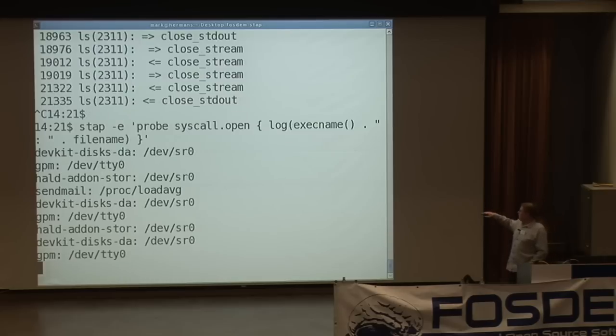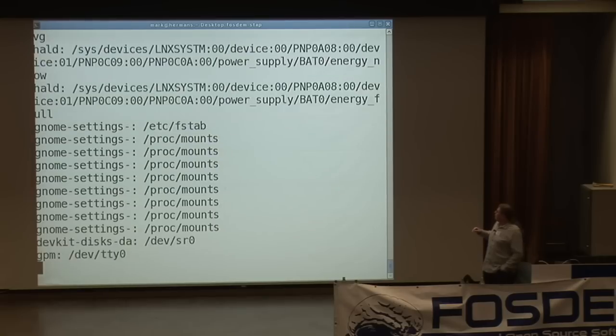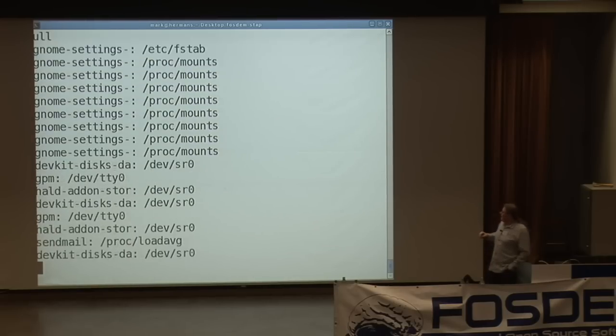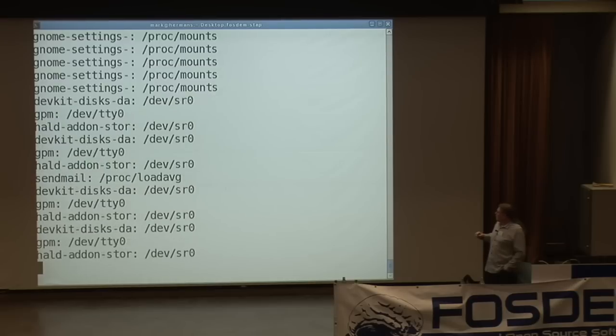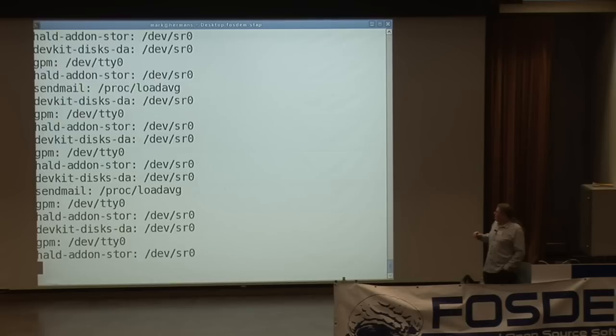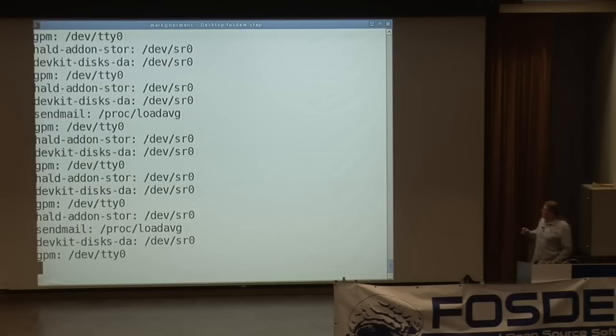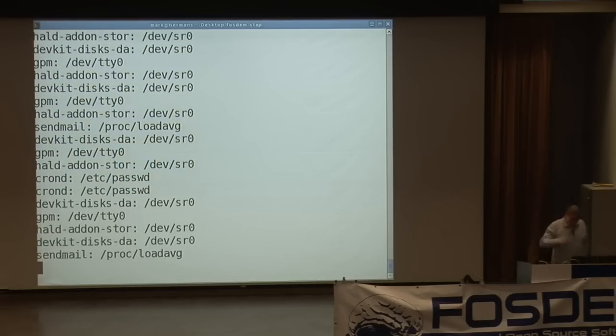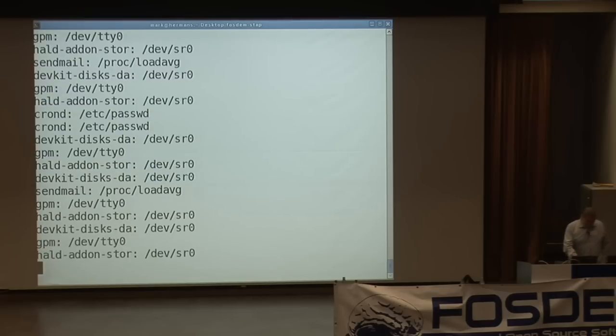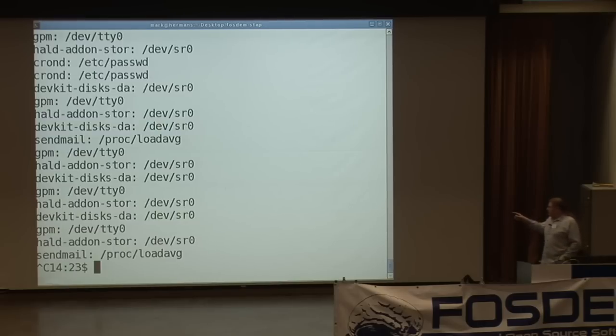So here we are doing system-wide probing. You can see that GNOME settings is opening proc mounts a lot, and sendmail opens proc loadavg every second. Interesting. I just wanted to show that you can do system-wide tracing and get output. The problem here, of course, is you quickly get too much output.